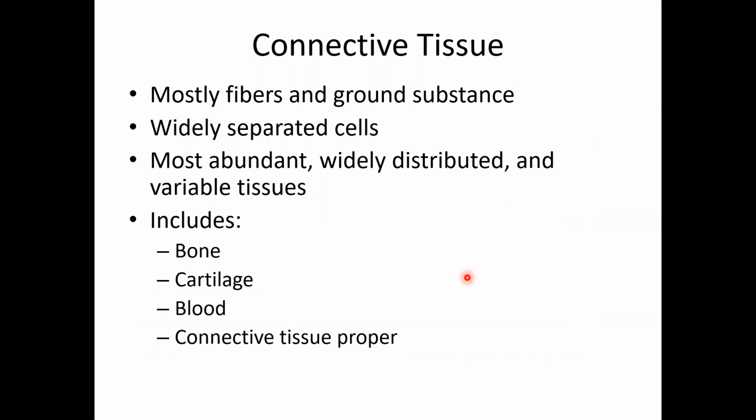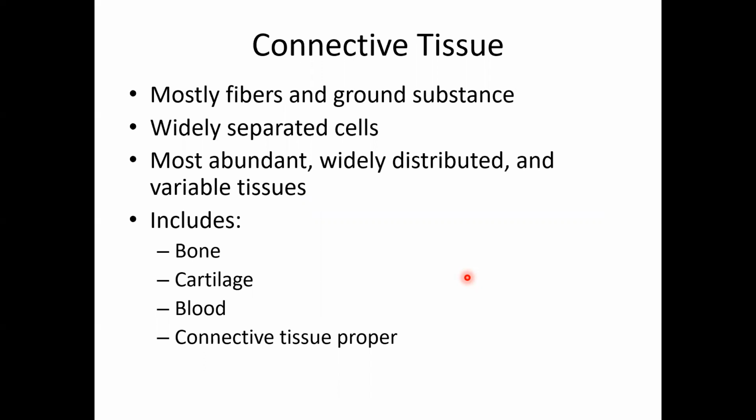Now, those are all epithelial tissues, just a bunch of cells. Connective tissues are different. In connective tissues, the cells are spread much further apart, and mostly it's made up of extracellular products, fibers, and ground substance. Connective tissues are the most abundant, the most widely distributed, and the most variable tissues. There are 4 types of connective tissue.